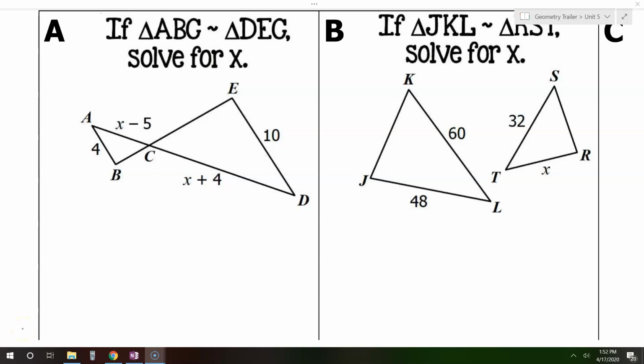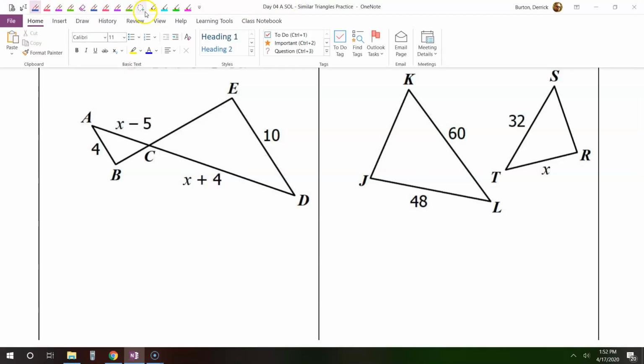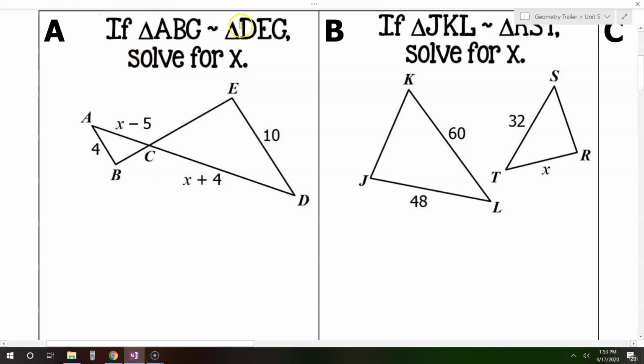In this video, I will show you how to solve similar triangles such as these for values of x. So the key thing is to match up the corresponding sides. And you really have to use the similarity statement to do that. Don't assume which ones match, which ones correspond.